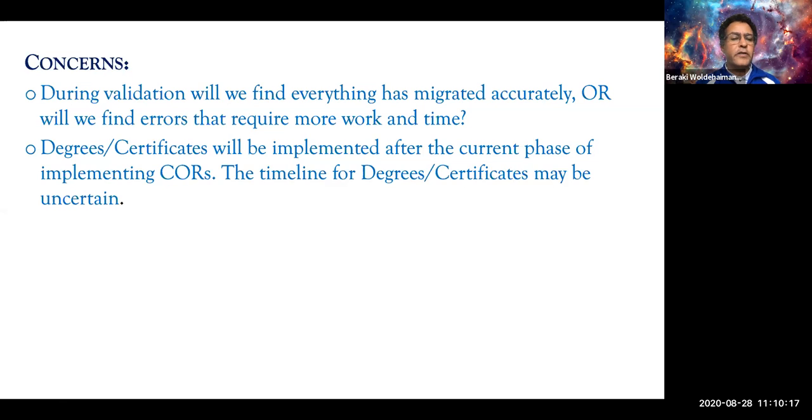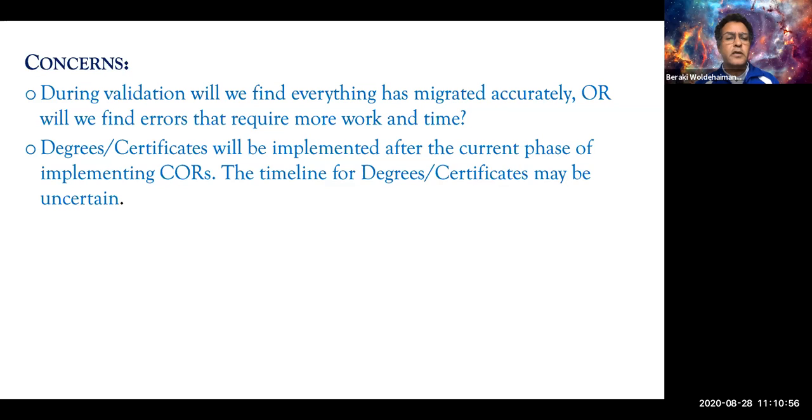So I'm afraid that during validation, we may not find that everything that migrated has migrated accurately, which would mean that if we find errors, this will require more work and more time. We are already behind schedule by at least 2 months. Now, the date I said earlier, October 2020, as the launch date for eLumen, could be jeopardized if we find something wrong during the validation process.